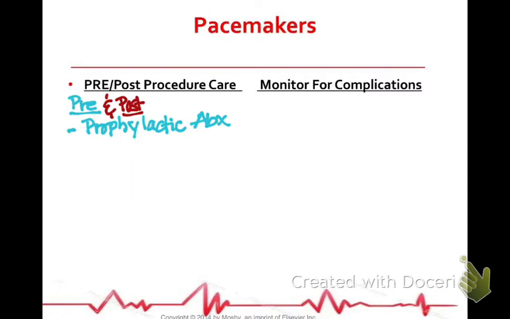So how do we care for pacemakers? It's important that we know about pre and post care. So pre and post, they're going to get a prophylactic antibiotic. ABX is antibiotic. Prevent infection, right? You want to give them those antibiotics. So after they get the pacemaker, they're going to do a chest x-ray to make sure that it's where it's supposed to be.